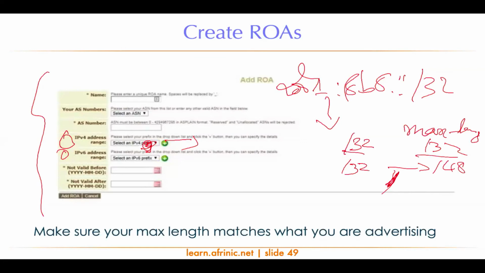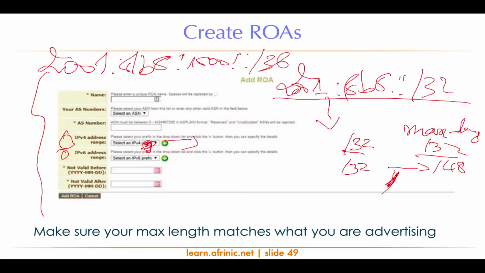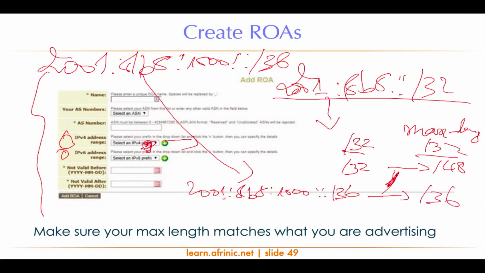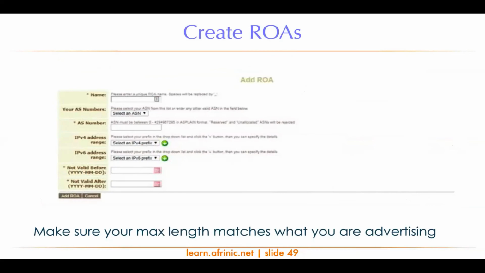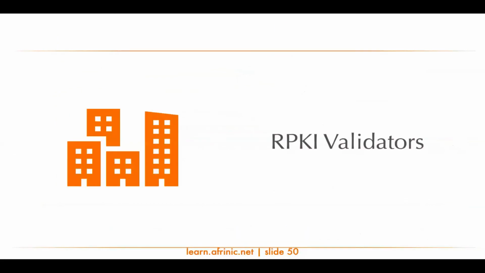If you are advertising another prefix length, say in this prefix you are advertising 2001:db8:1000::/36, you also need to create a ROA for this, which will be 2001:db8:1000::/36 to /36. So always make sure you do this, so that more specific prefixes of yours are not hijacked by malintended users out there. I'll stop here, and if we have questions on RPKI so far, we'll answer them before we move on.